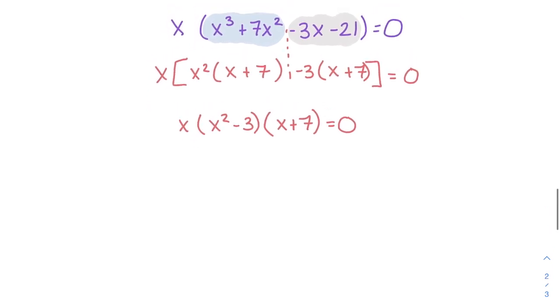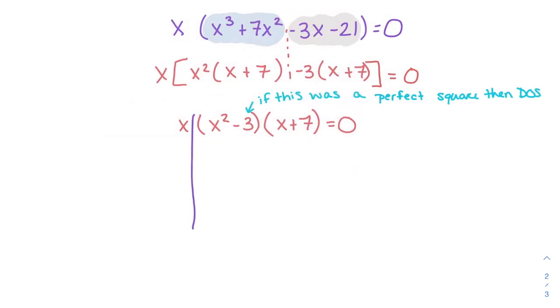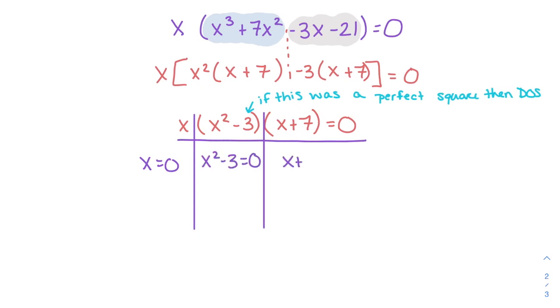Be careful, you could have difference of squares show up here. I'll just put a note, if this was a perfect square, then you could use difference of squares to factor again, but it's not, so I don't have to worry about that. I can just set my factors equal to 0 and solve. So I'm going to have x equals 0, x squared minus 3 equals 0, and x equals plus or minus the square root of 3.